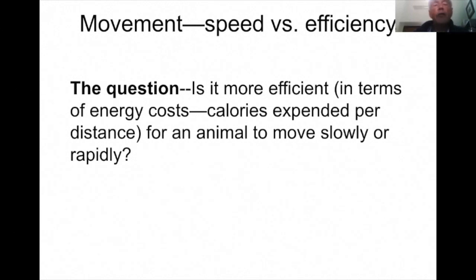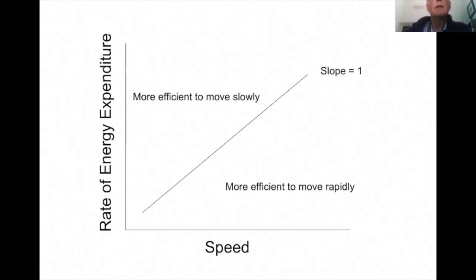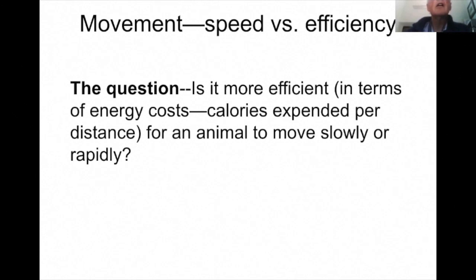And you might just intuitively say, well, it's got to be more efficient to move slowly, right? You aren't sweating, you aren't breathing hard, your metabolic rate isn't being driven up. And for a human, that's true. It's more efficient for a human to walk than it is for a human to run. But it isn't necessarily true for all species. And so how does one address this question of efficiency?